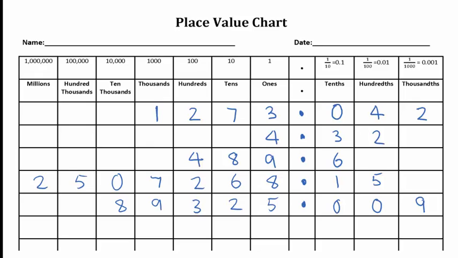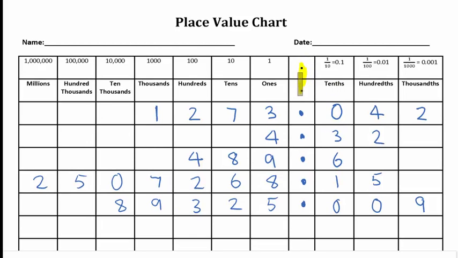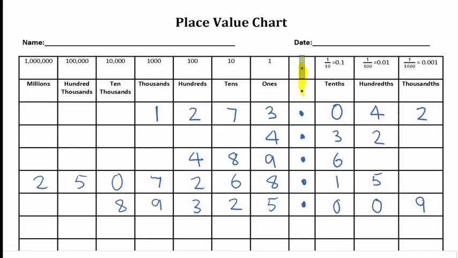In today's video we're going to be looking at place value. The key thing when we start looking at place value is that you have your decimal place down here. That's really crucial because that tells you where you're going to have your whole numbers and where you're going to have your numbers that are less than a whole number.